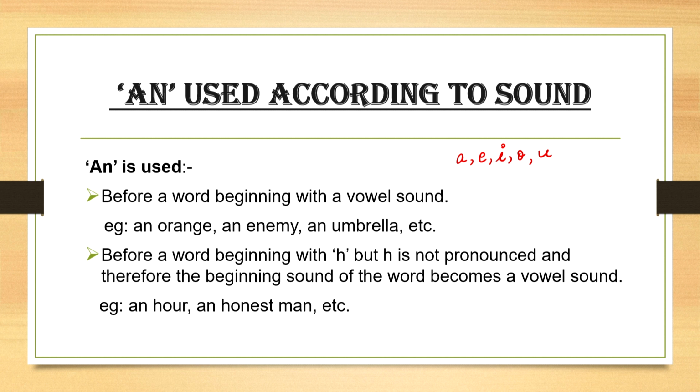Next, before a word beginning with H, but H is not pronounced and therefore, the beginning sound of the word becomes a vowel sound. For example, an hour, an honest man. Here in an honest man, the H is silent, hence the beginning sound of the word is an O sound, which is a vowel. So, an will be used before honest man.